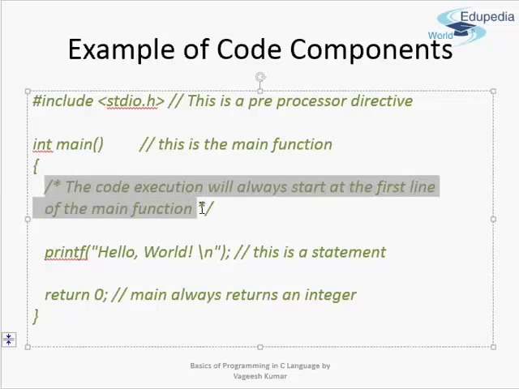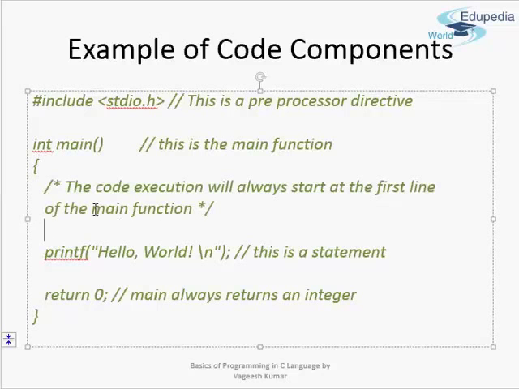These two lines are commented, as we can see. The execution of this code will always start from the first line of the function. Now printf hello world is a statement, and return 0. The main function should always return an integer value, and this is also a statement, and here the block of the main function is closed, so here it is exiting.